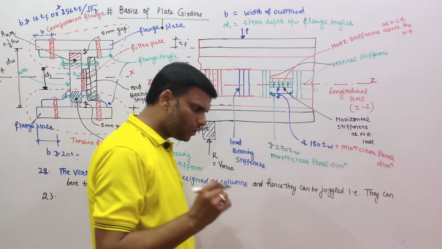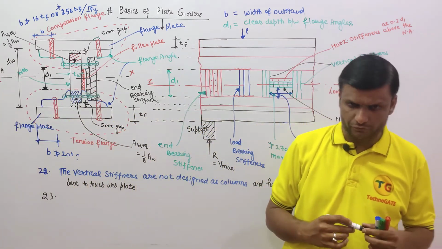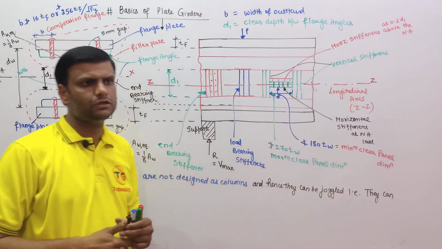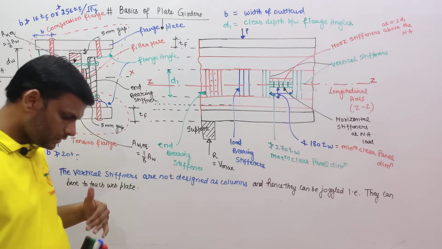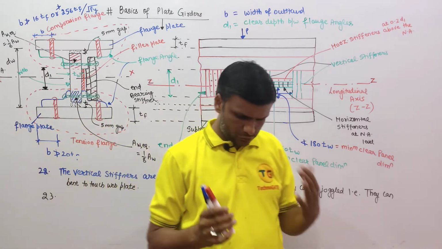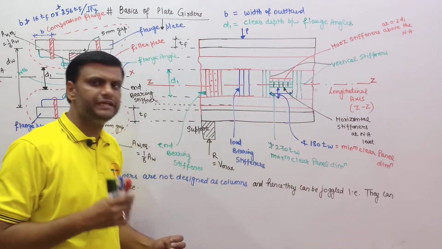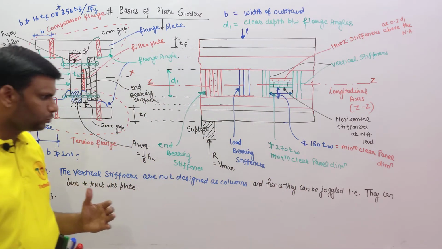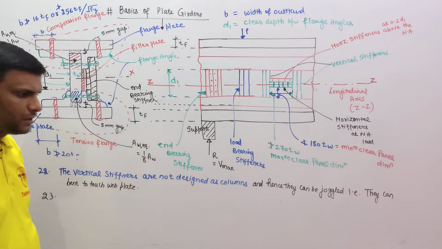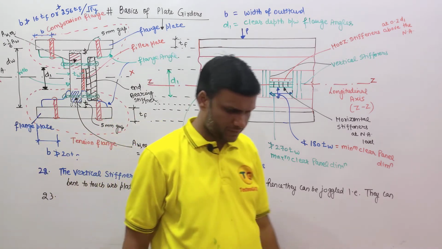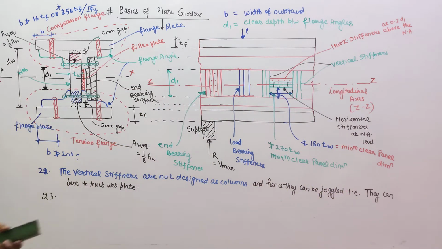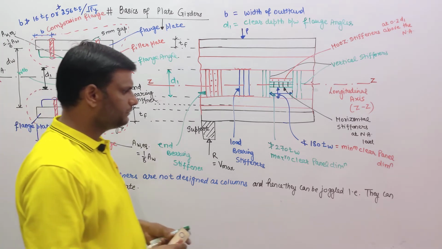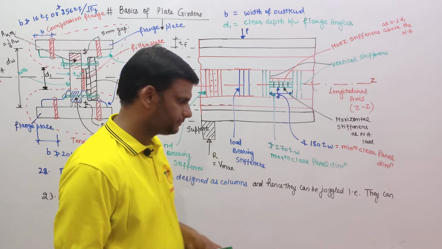If stiffeners are the only means for providing torsional restraints, because stiffeners are used for torsional restraints basically, not as warping restraints, then the moment of inertia of the stiffeners should not be more than d cube t divided by 250 into R divided by W. That is an important thing. Please note down this formula. The vertical stiffeners are not designed as columns, and hence they can be joggled, that is, they can be bent to touch the web plate.